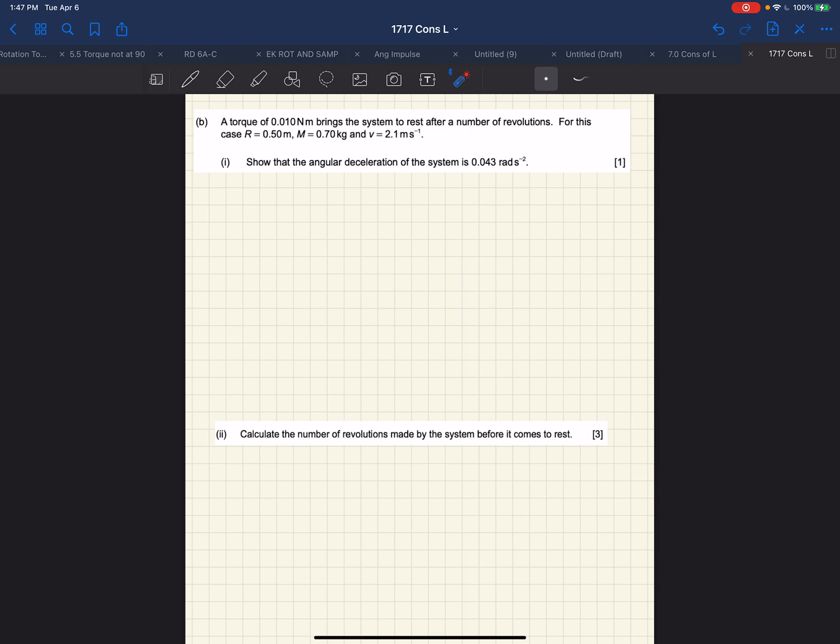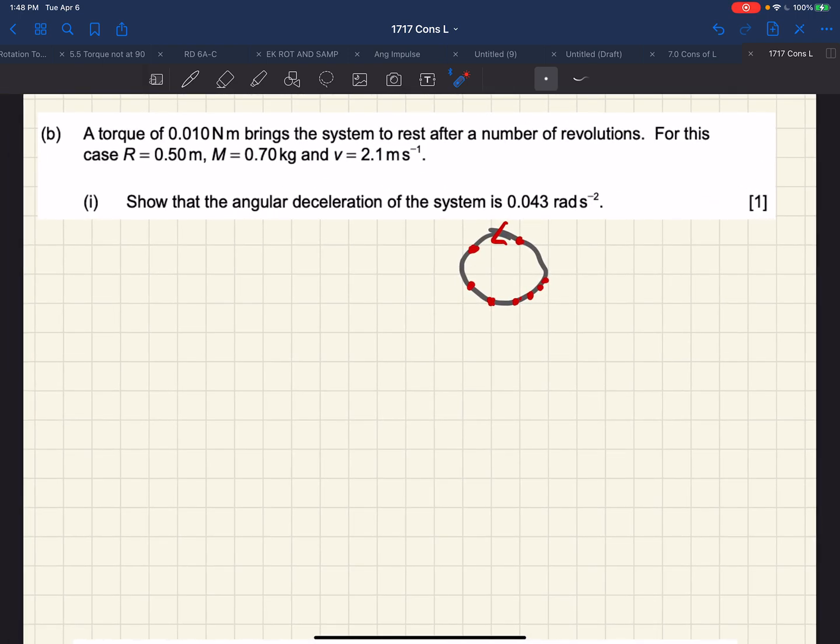Next, part B, we are told that there's a torque that brings that system to rest after a number of revolutions. So in our circle, we have our path that looks like this. From the moment of impact, it's traveling the fastest, and then it starts to slow down. While it's moving in that direction, the delta theta it's covering is decreasing over time. So it brings it to rest.